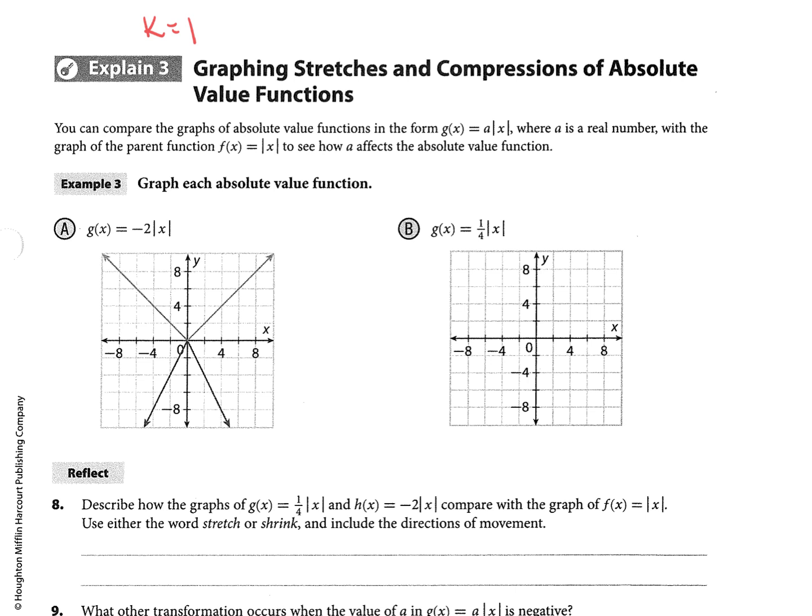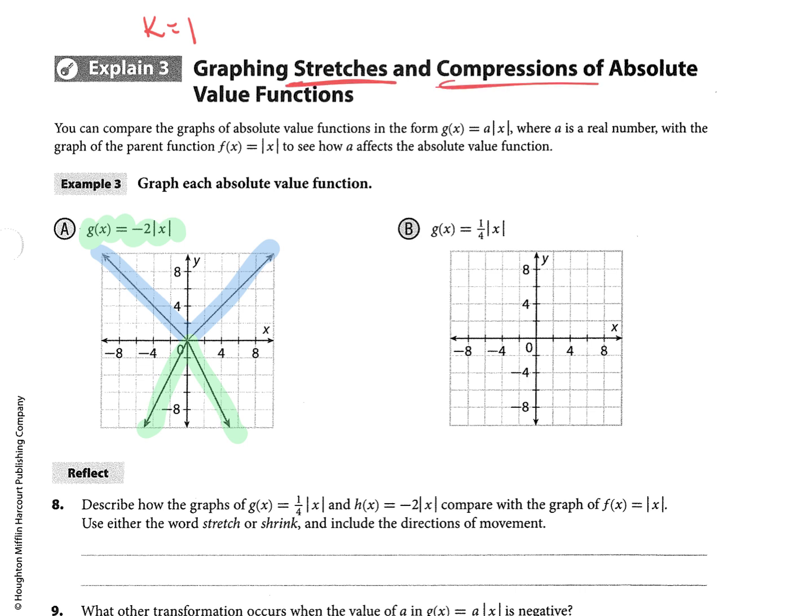So you can see here we have the parent function, and then they've graphed this function g of x down below. By using a negative 2, it flips the graph upside down, and then it also changes how wide or skinny that function is. So it's a form of a stretch. We talked about shifts, now we look at the stretches and compressions.